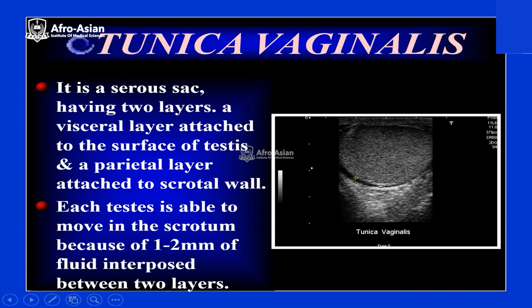Tunica vaginalis is a serous sac having two layers, a visceral layer attached to the surface of the testes. This is the inner side. Visceral layer attached to the surface of the testes, and a parietal layer attached to the scrotal wall on this side.